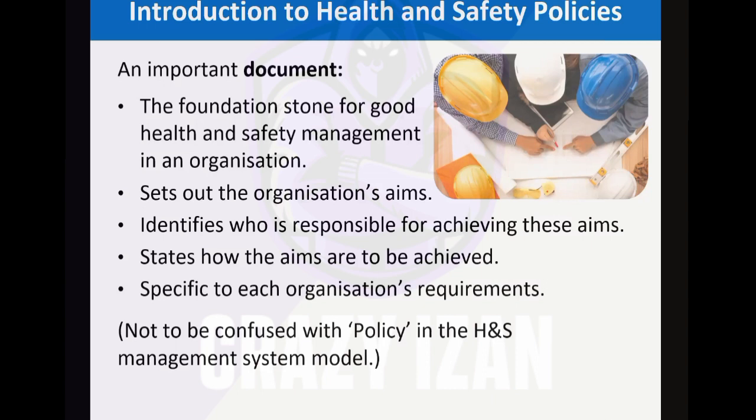Now, when you develop a health and safety policy, it must be in line with the organization's requirements. Every organization has its own requirements. No two organizations can have one policy. Why? Because every company has its own needs, its own expectations, and every company's scope of work is different. The circumstances for every company are different. So you cannot have one policy for everyone, because every organization has its own needs and expectations.